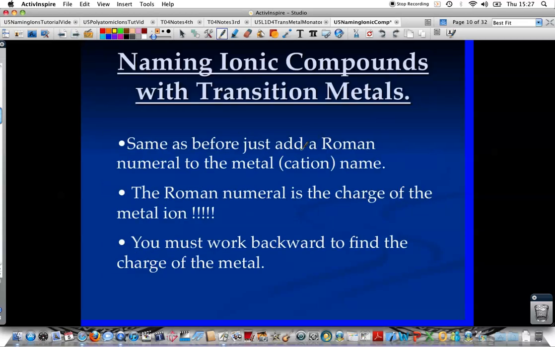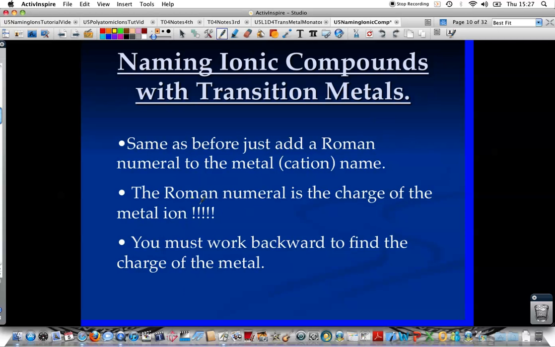So what if our ionic compound has a transition metal in it? Remember, the transition metals are in groups 3 through 12. And we do the same exact thing as we do with the other ionic compounds, with the exception that we sometimes are going to use a Roman numeral that's going to stand for the charge of the metal ion, because these transition metals form more than one ion. They form more than one oxidation state. Like iron sometimes can be a +2 charge or a +3 charge.